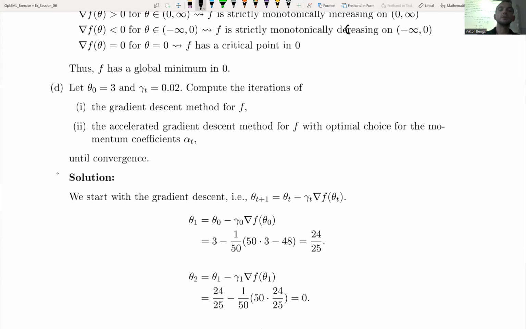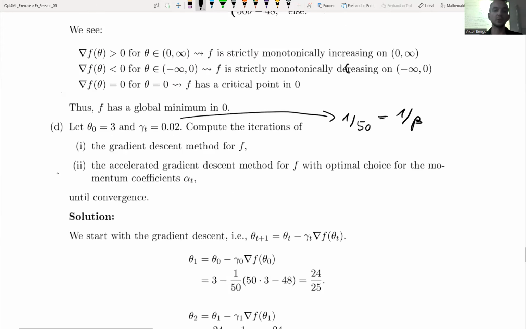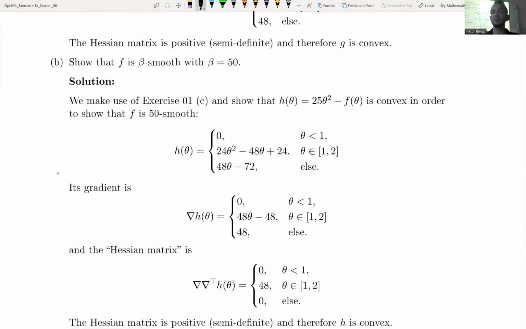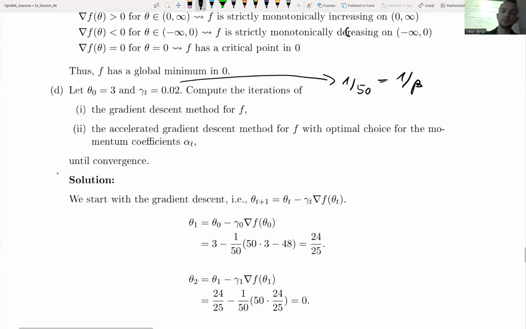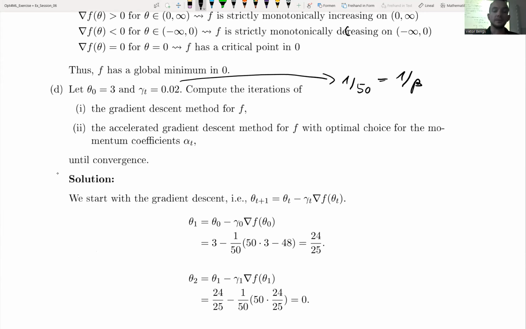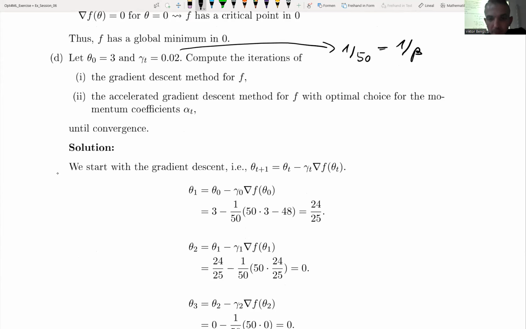As a starting point, we start at 3. For the step size, this is 1 over 50, which is 1 over beta, because we have shown before that the function f is beta smooth with parameter 50. This is where this choice comes from. We start with the gradient descent iteration. From 3, we go with step size 1/50 into the direction of the gradient at that point.